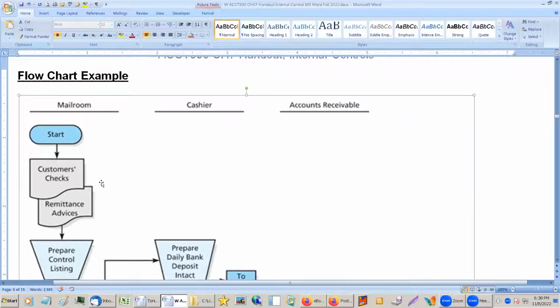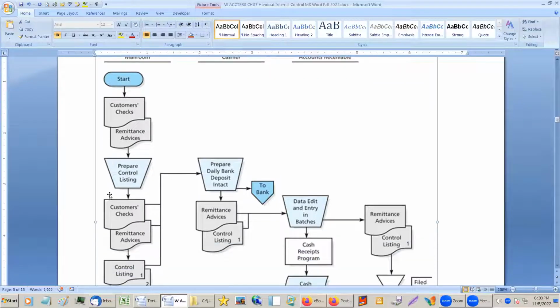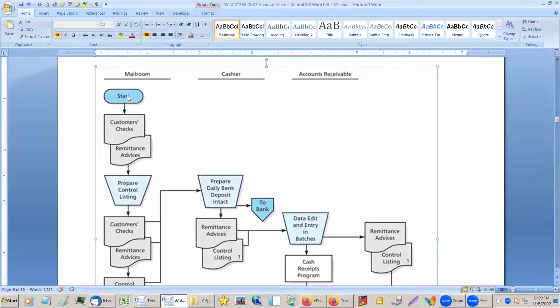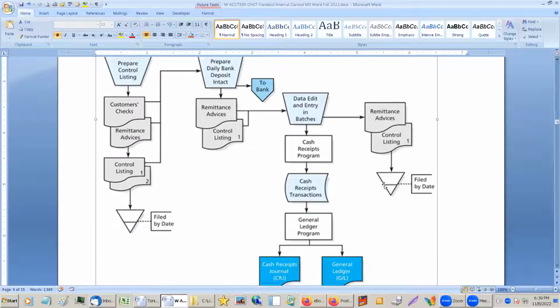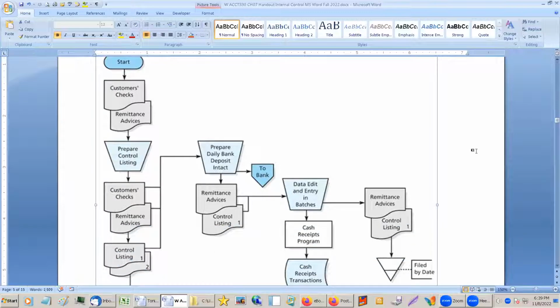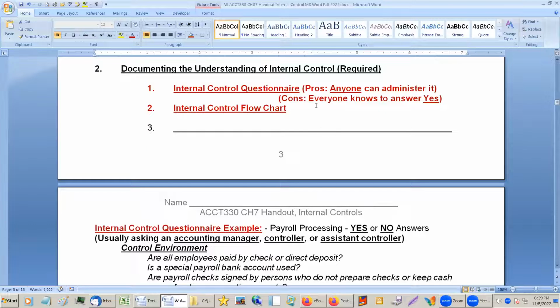And this is what it looks like. It's kind of a pictorial thing, like walking through where they go. Here's the mailroom, we start in the mailroom, we go to the cashier, go to accounts receivable. A flow chart is sort of a visual representation of the internal controls.